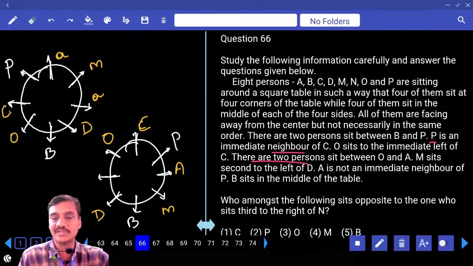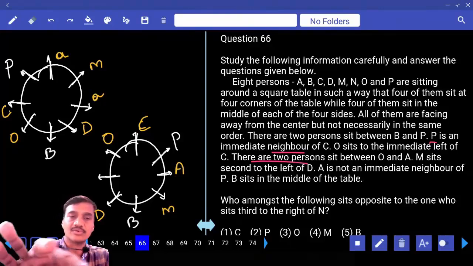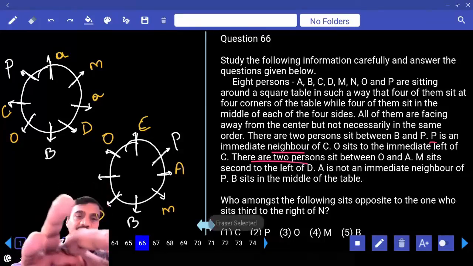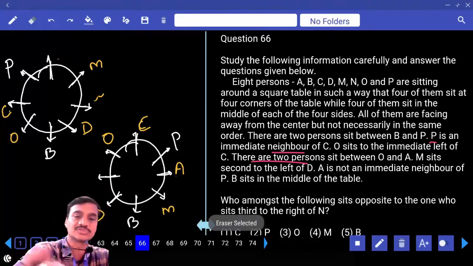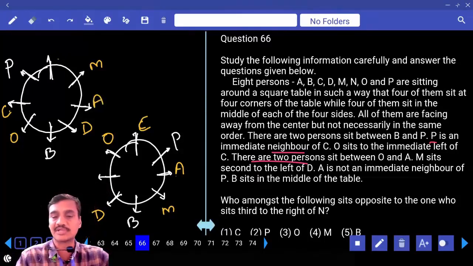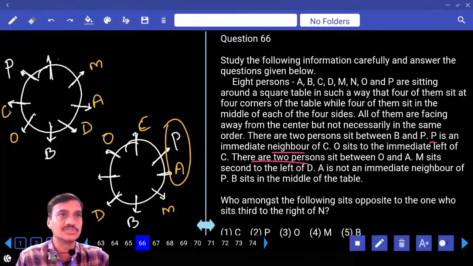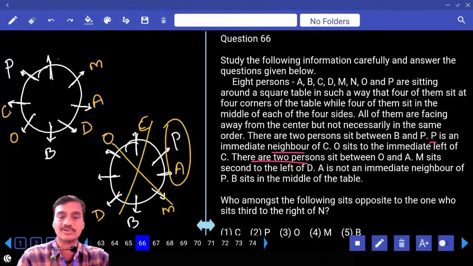And A is not an immediate neighbor of P. A and P are not adjacent here. Now, A cannot be adjacent to this P, A cannot be here. So where should A be? A must be in between D and M. Now, A is not an immediate neighbor of P, whereas in the second case, both A and M are adjacent to each other. Hence, this case is completely ruled out. Now, we are left with only the one.